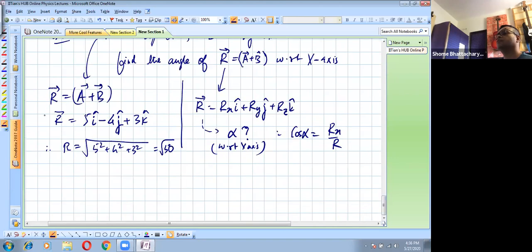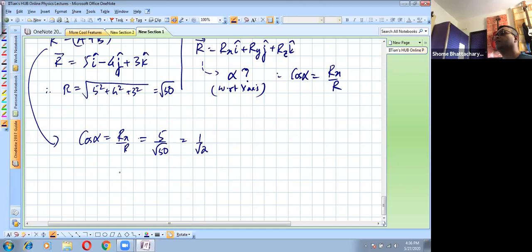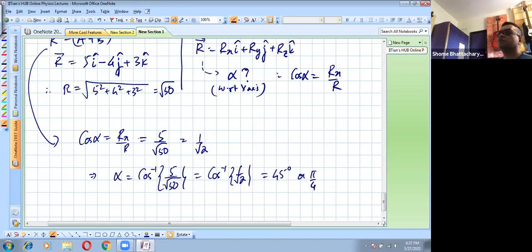So now you can see that for this, cos alpha is 5 by root 50, or in fact that is equal to 1 by root 2. So you can see that alpha is cos inverse of 5 by root 50, and that is cos inverse 1 by root 2, which is in fact 45 degrees or pi by 4 radians. So any of these answers is correct.